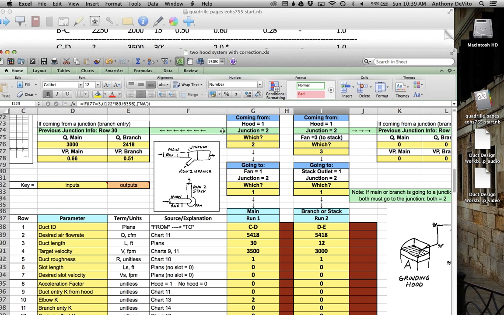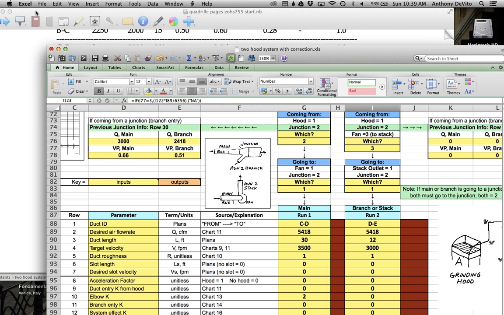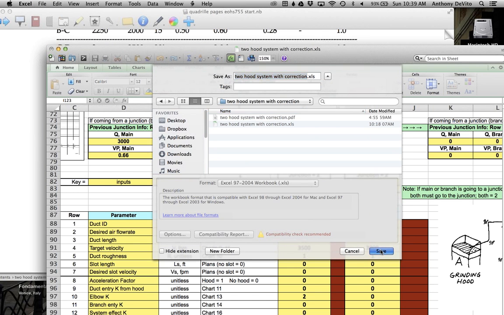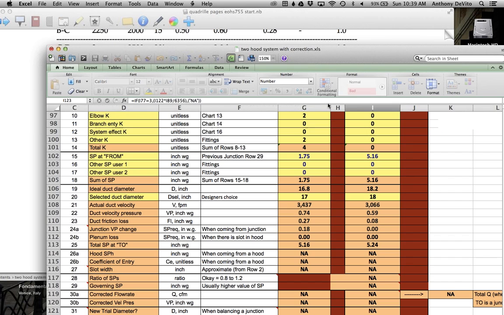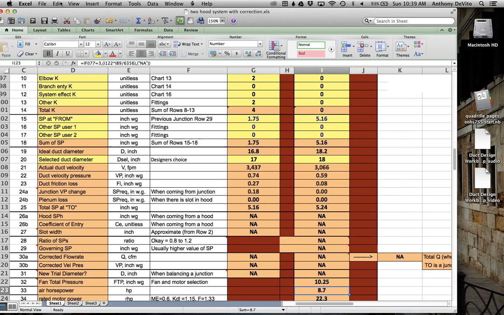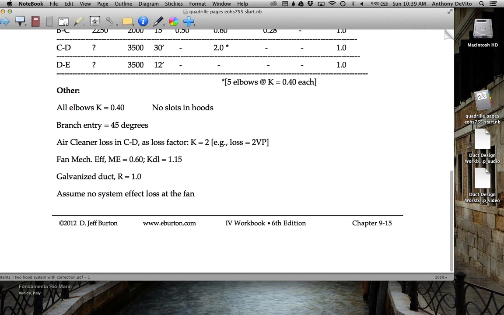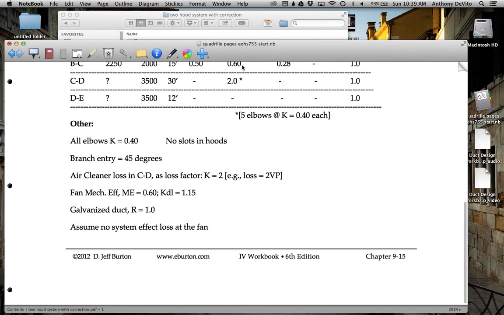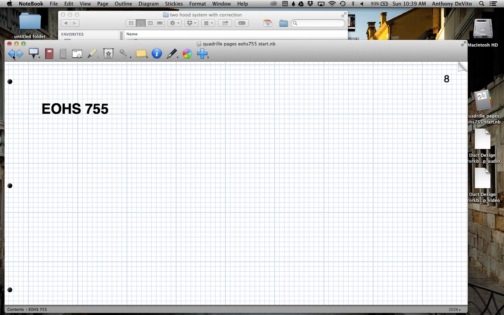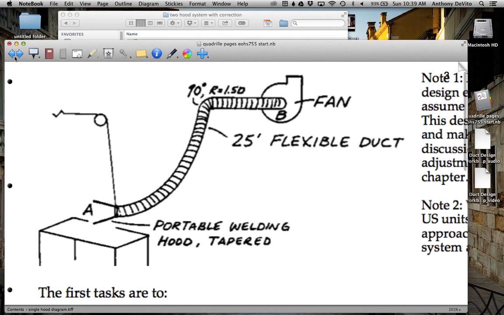So we did 3 different calculations here. First, I'm going to save this so you can download it and play with it with the same numbers that I used. Okay, so we did the same thing for 3 different systems. The first thing that we did was a single hood, no filter, just to a fan and an exhaust stack. We added a stack to this, though you don't see the stack on here.